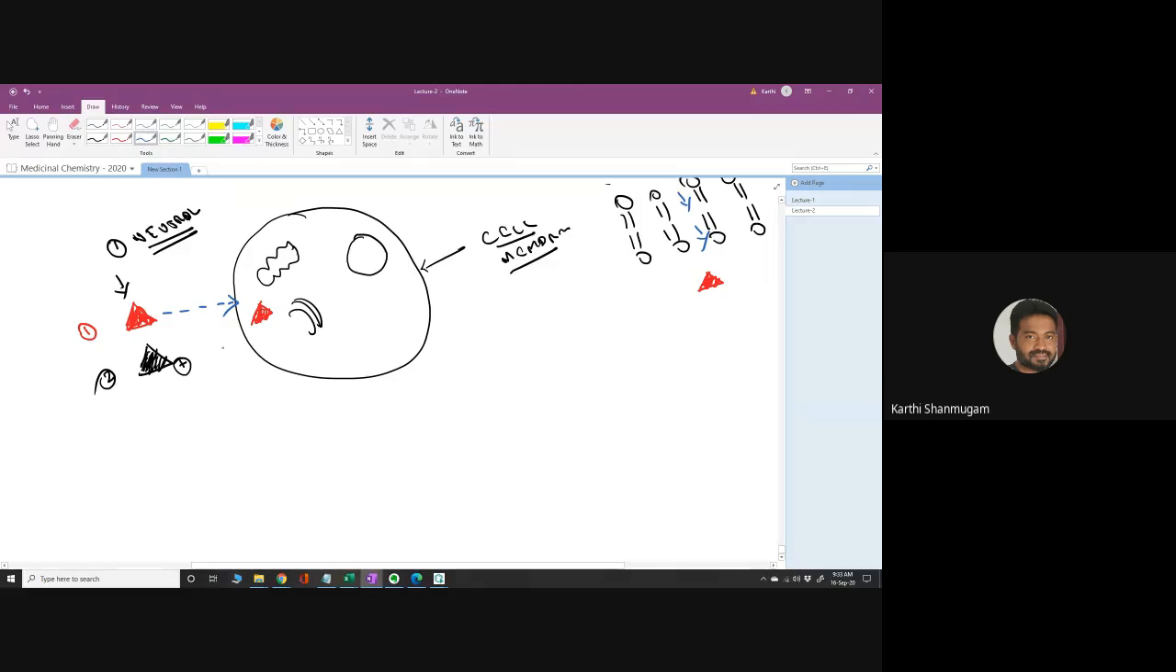Which of these two molecules can enter into the cell? Just now I told the criteria for the molecule to enter into the cell. Molecule 1 can enter into the cell, the molecule 2 cannot. The reason is that molecule 2 is charged, it is present in its ionized form, so the molecule cannot enter into the cell through simple diffusion. Is it understandable? Yes, sir.